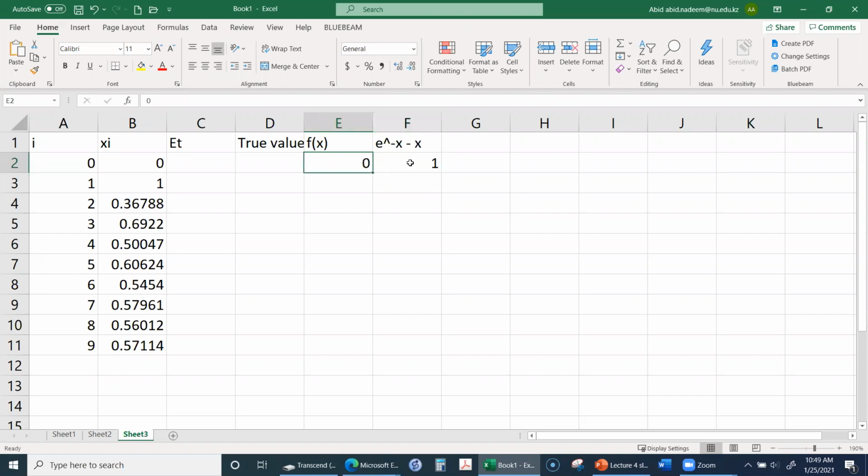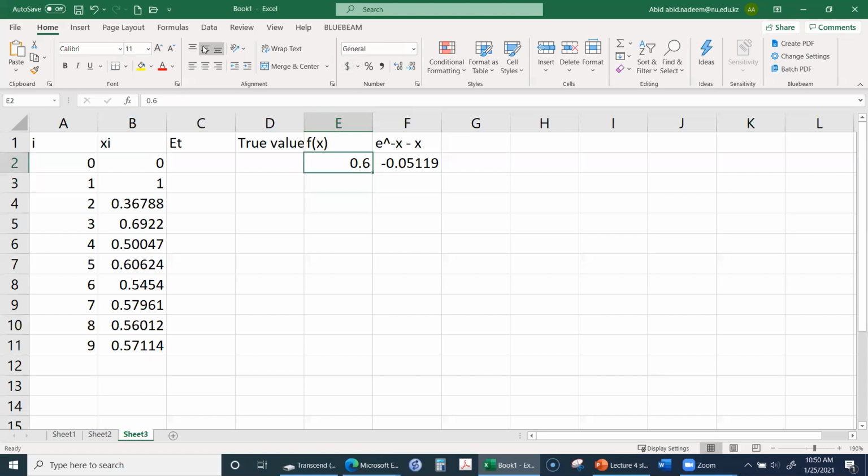So what will be the root? The root of this function will be the value of x for which the value of the function should be 0. Okay, so maybe I can try 0.6. Now I can see that by trial and error, I can find a very close value.